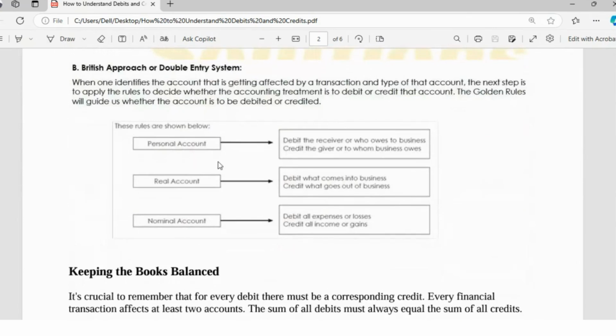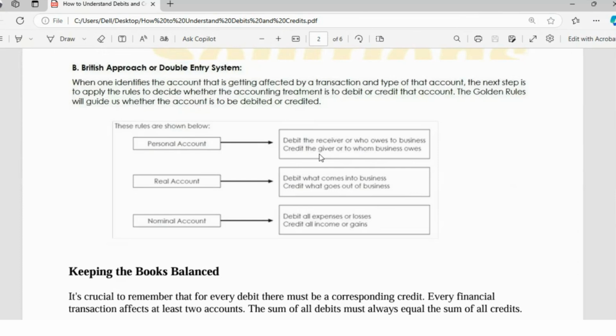We also call this the golden principles of accounting, and we divide all the accounts into three main categories, which are personal account, real account, and nominal account. All the personal accounts, anything that you recognize with a person's name or an organization name, will become a personal account, and you will debit the receiver who owes to the business or who receives cash or kind. And on the opposite side, you will credit the giver, whoever is giving it, in the books of personal accounts.